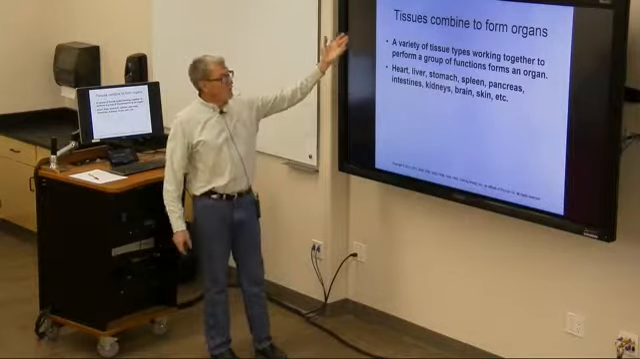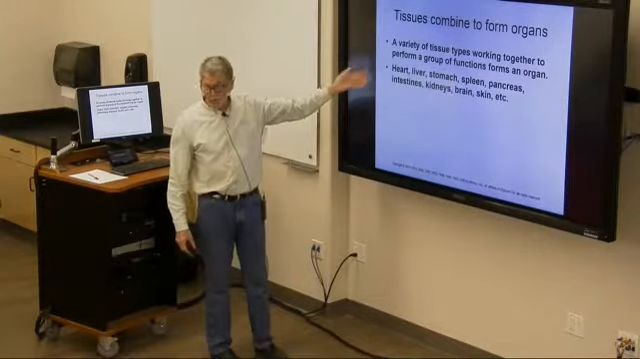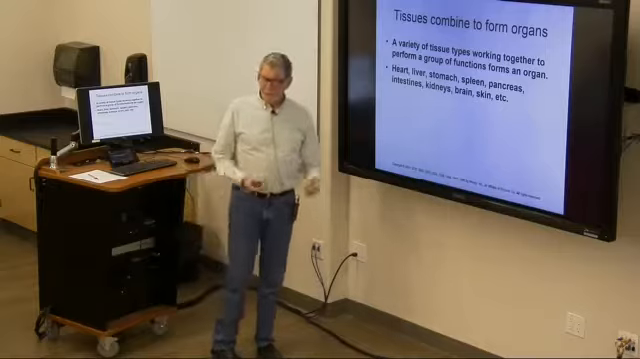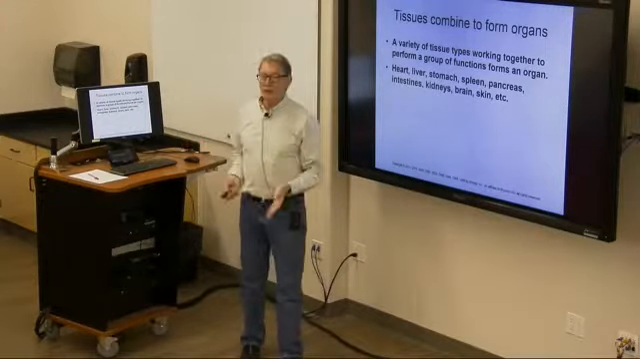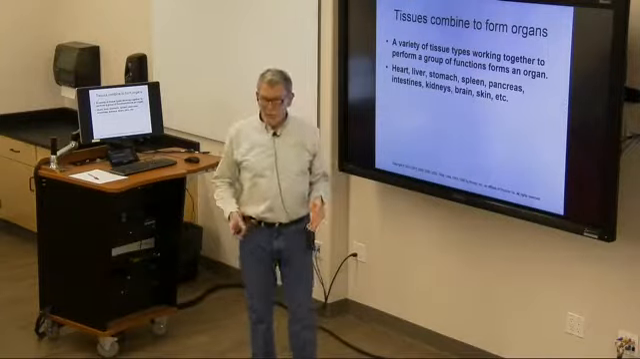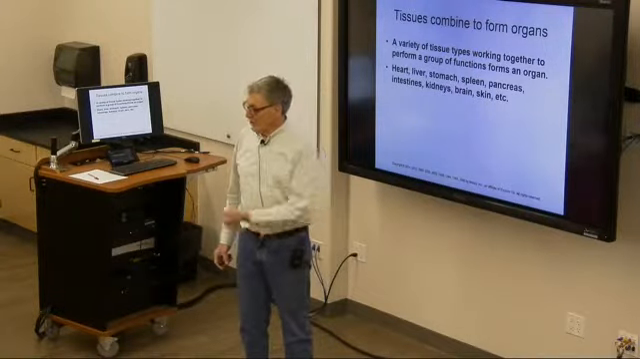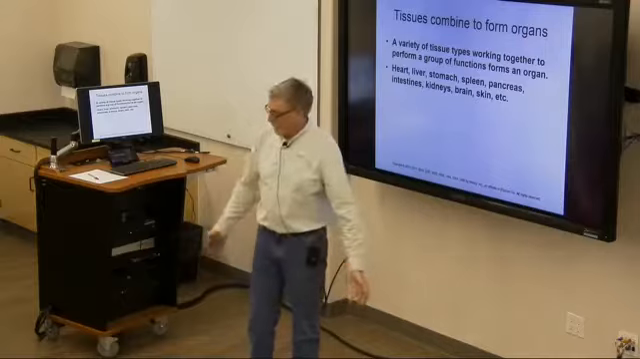The tissues then form organs such as the heart, the liver, the lungs, pancreas, spleen, also known as viscera. If you're eviscerated, you just committed hara-kiri and everything falls out.